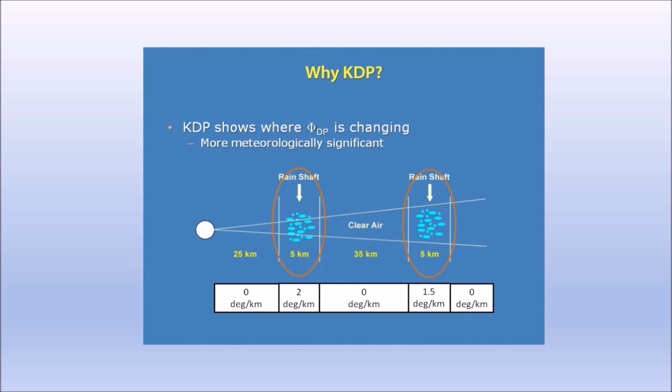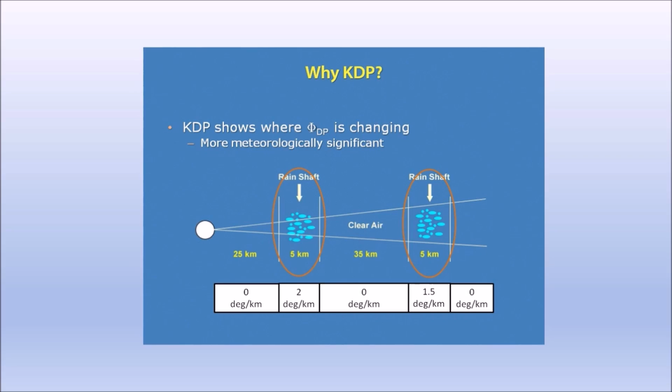In the clear air past the first range shaft, the differential phase shift remains 20 degrees but does not change over this distance. So, KDP will go back to 0 degrees/km in this region because the difference between any two differential phase shifts over any distance in this region will be 0.